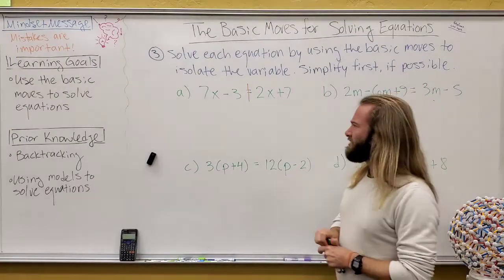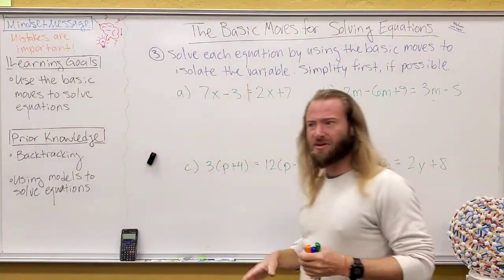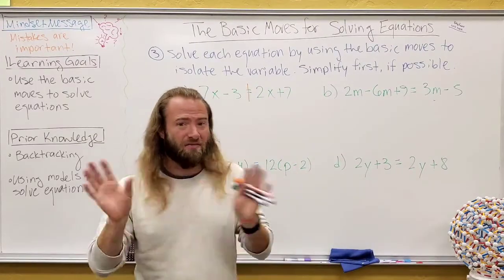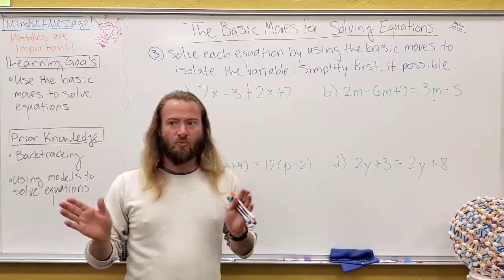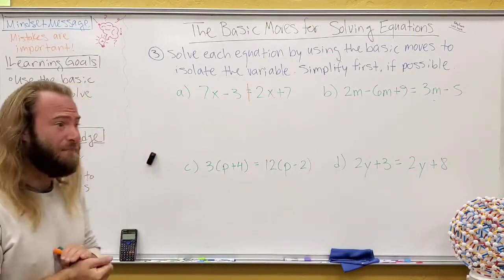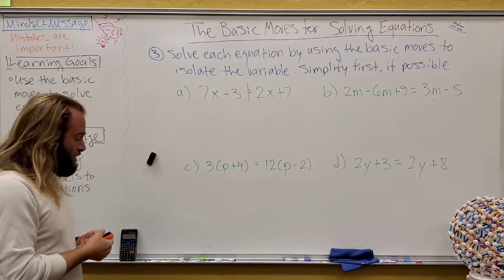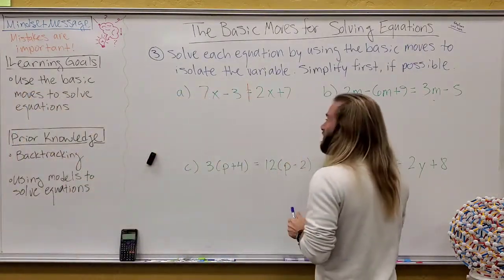If I want to isolate the variable, you'll notice here, all these equations, each of them has the variable on both sides. So none of these are backtrackable right now yet. We may get to a point where you have an equivalent equation as you're doing your steps, and it becomes backtrackable, but none of them are right now. So let's go ahead and start with this guy right here.